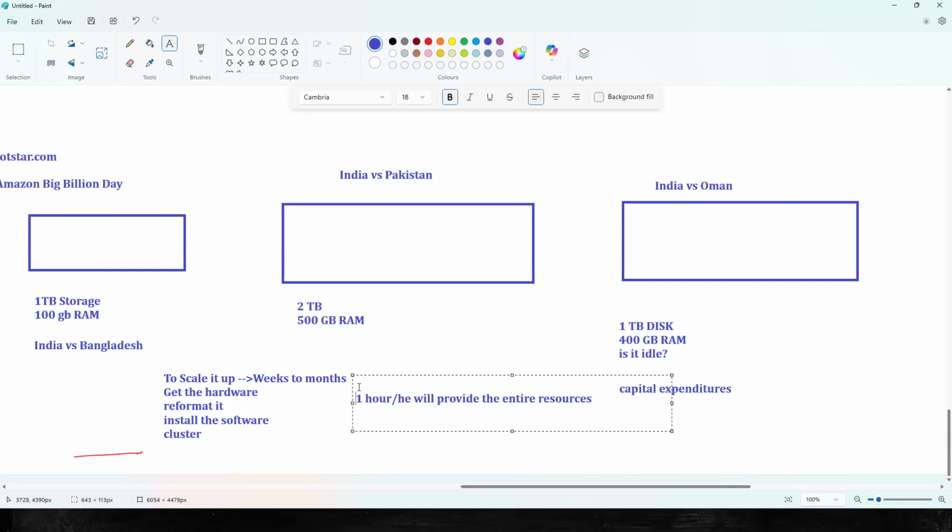What is the advantage? Resources are available in a timely manner. Agree? If the DevOps guy can kickstart and make it up and running, resources are going to be available. And scalability, the important thing, is you can scale it up to whatever extent, to the level which you want.